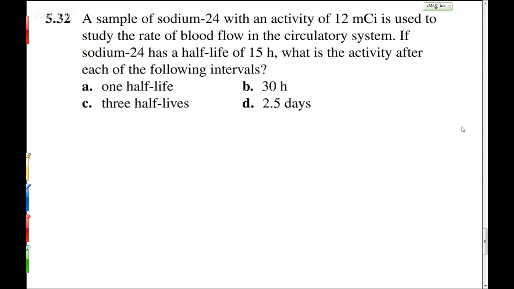All right, so a radioactive sample with an activity of 12 millicuries is used to study the rate of blood flow in the circulatory system. If sodium-24 has a half-life of 15 hours, what's the activity after each interval? So that last one's going to be a little bit tricky. Make your best guess, but we should be able to do the other ones. How much is left after 1 half-life, after 30 hours, and after 3 half-lives? Give that a try. We'll go through it.